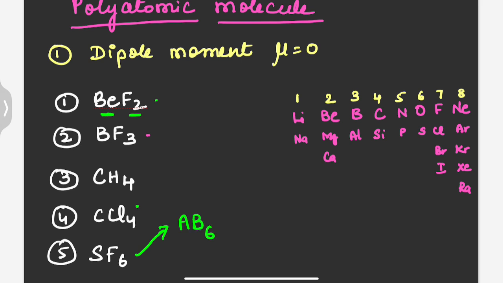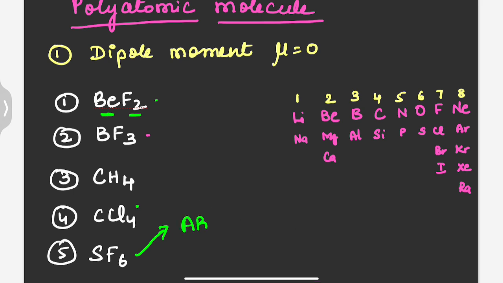Bonded atoms are 6. Now write the valence electrons. How many valence electrons are there in sulfur? Just check. You can see this is sulfur. Valence electrons are 6, so you will write 6 valence electrons are there, and all the 6 valence electrons are used by fluorine. 6 fluorine atoms are there, so all the 6 will be used. Therefore the lone pair of electrons will be 0.